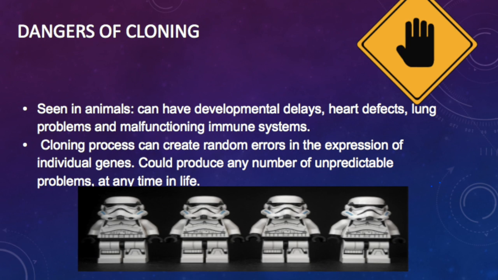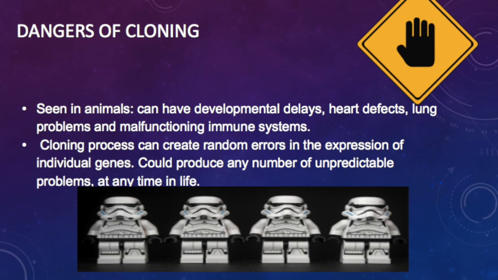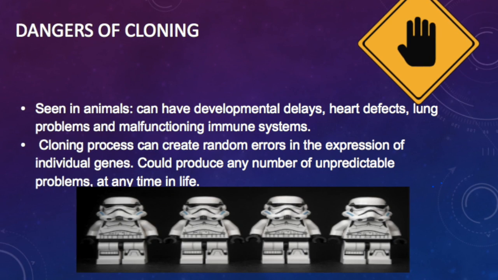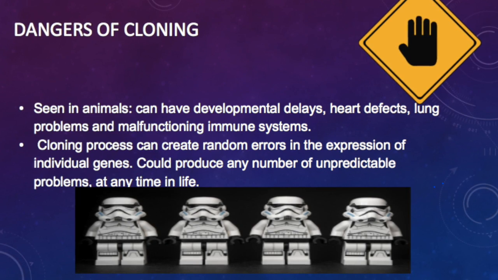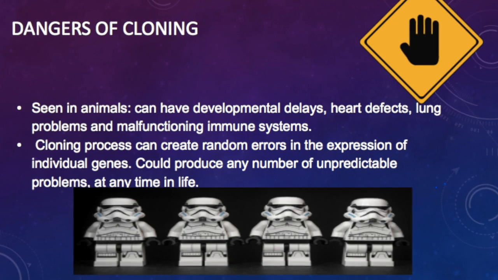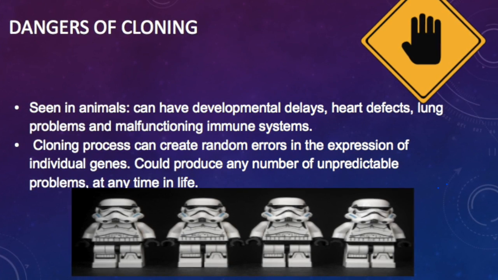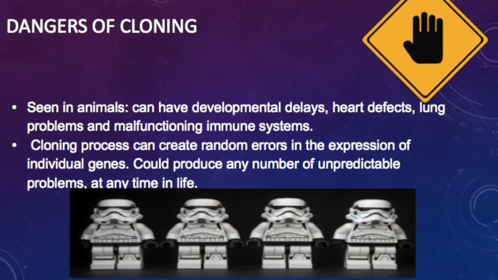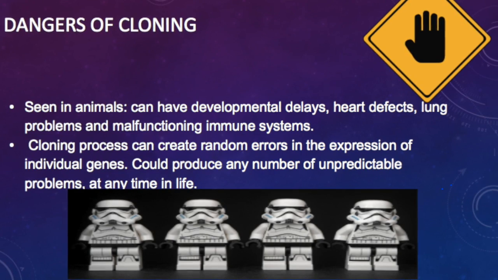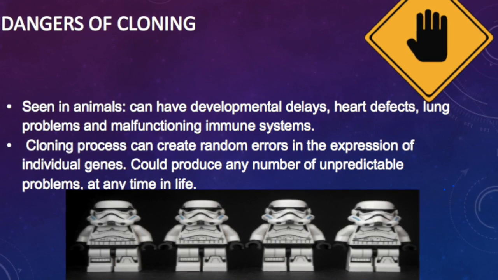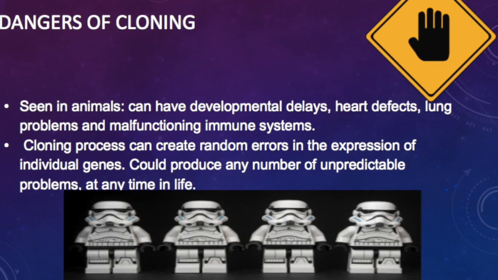Cloning dangers that have been seen in animals. Often the problems include severe developmental delays, heart defects, lung problems, and malfunctioning immune systems. The cloning process seems to create random errors in the expression of individual genes. Those errors can produce any number of unpredictable problems at any time in life.